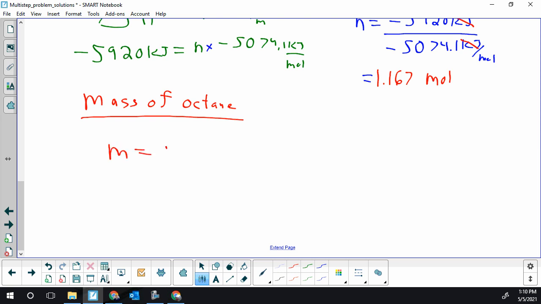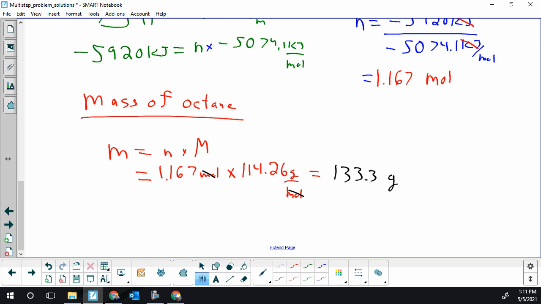You can get mass of any chemical if you take the moles of that chemical multiplied by the molar mass. So that's our moles of octane times the molar mass, and we will have our grams, 133.3 grams.